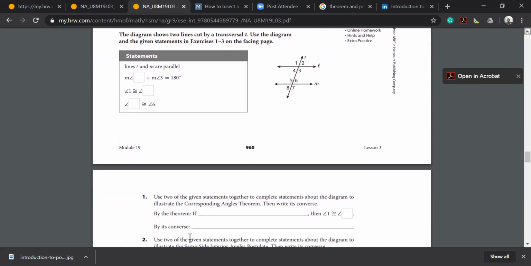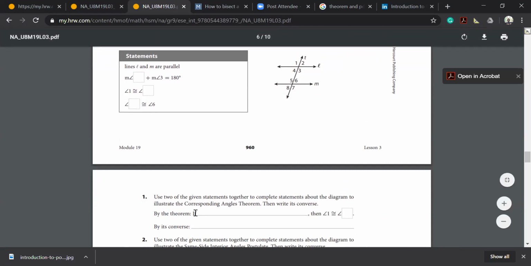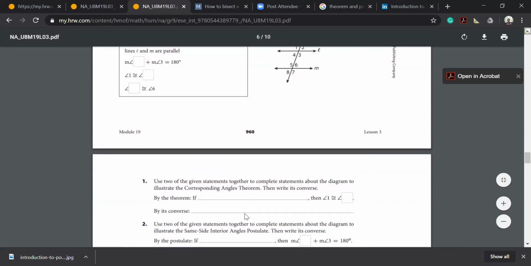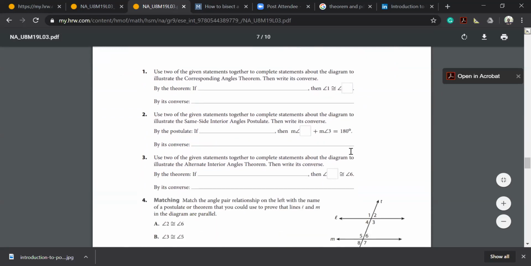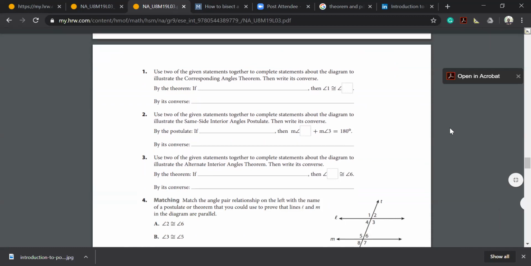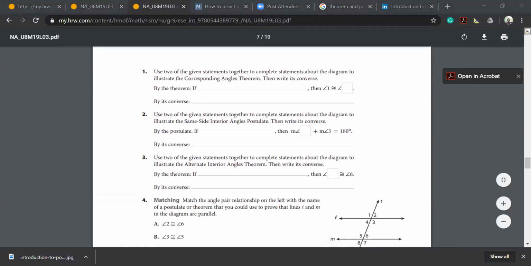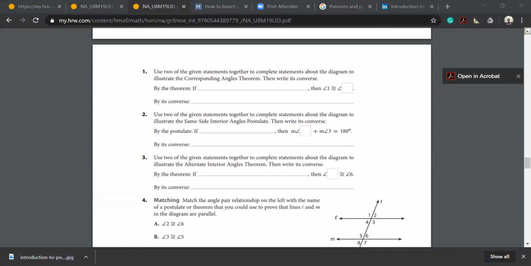So we are going to write the theorem. If line L is parallel to M, then the angles are congruent. So this is what we are going to write here. If L is parallel to M, then angle 1 is congruent to angle 5, right? Let's do it together. It's very important to understand how to write a theorem and its converse. Really, this is very, very important.